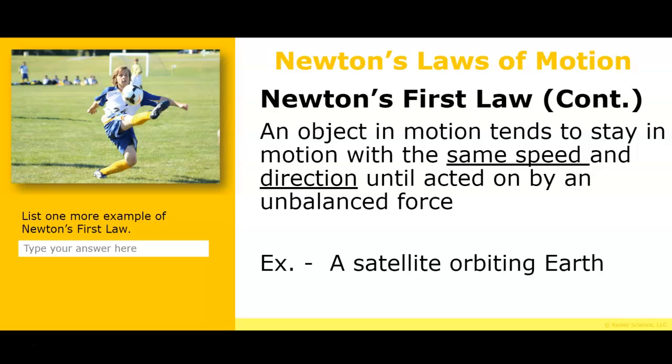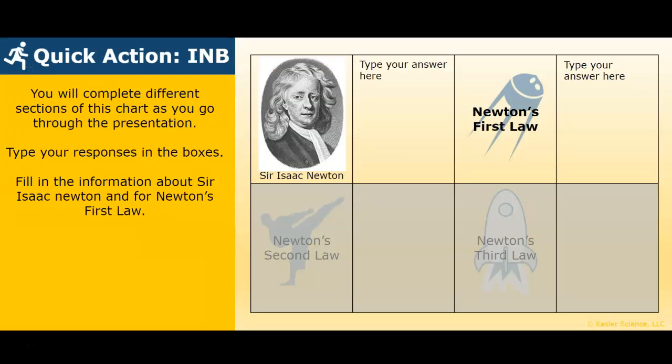The rest of his law says an object in motion tends to stay in motion at the same speed and direction unless acted on by an unbalanced force. Now, this example is a very poor example because a satellite orbiting Earth actually has the force of gravity acting on it. A better example would be a space probe going through the solar system, and it will continue at the same speed and direction until it gets pulled into the gravity of a star or another planet.